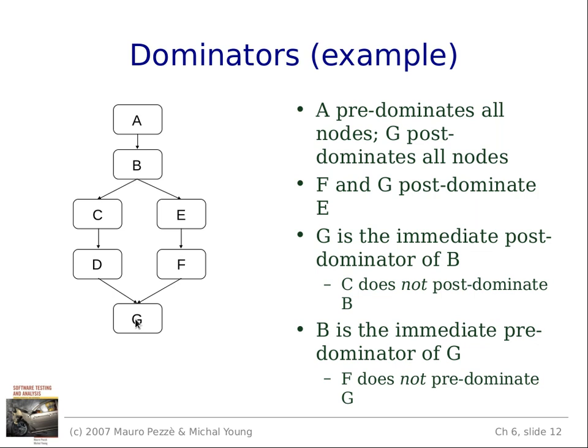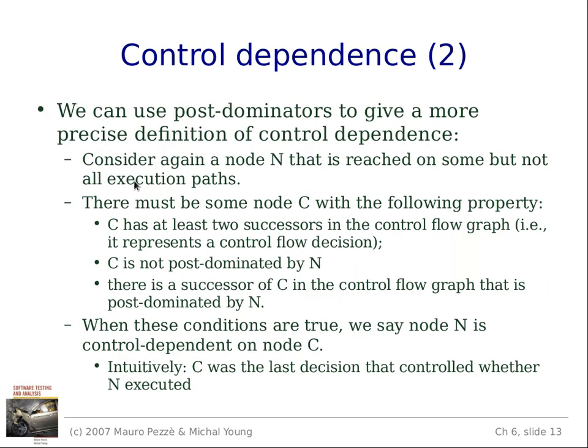That means once you're at B, the next block of code you have to execute is G. You could have gone through C and D, or you could have gone through E and F, because you're not required to do one specifically, but naturally you'll have to do one. The point is, which piece of code do you have to execute? Of course, C does not post-dominate B because you could go along with E. And B is the immediate predominator of G because it's the first thing before G that you have to execute.